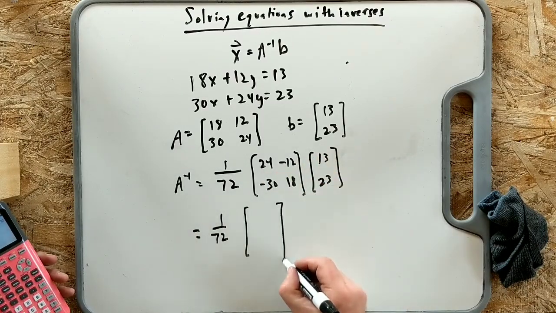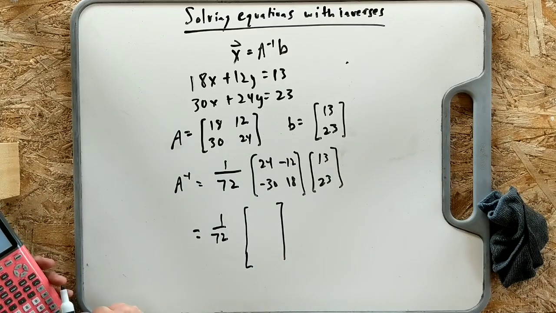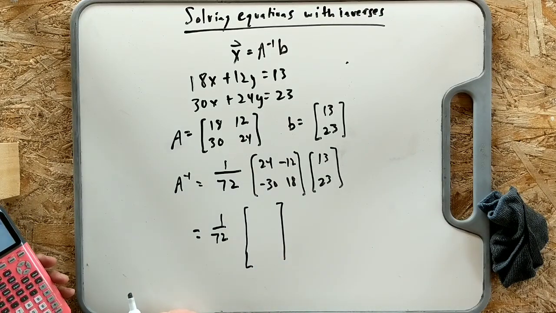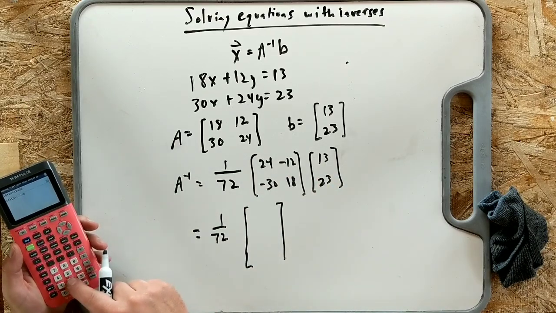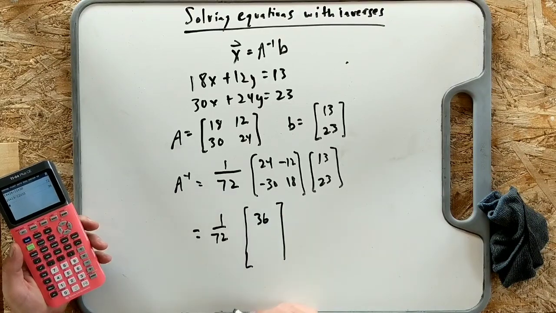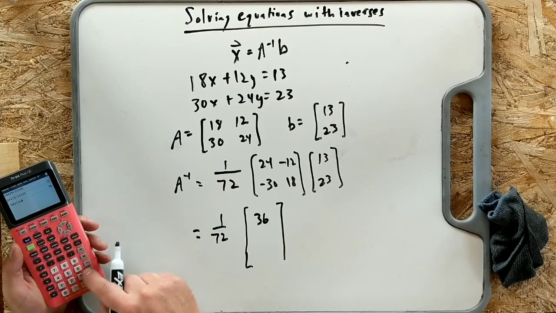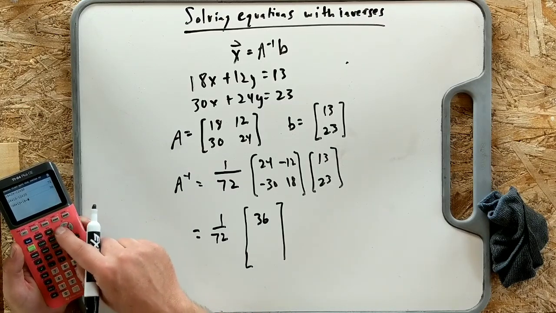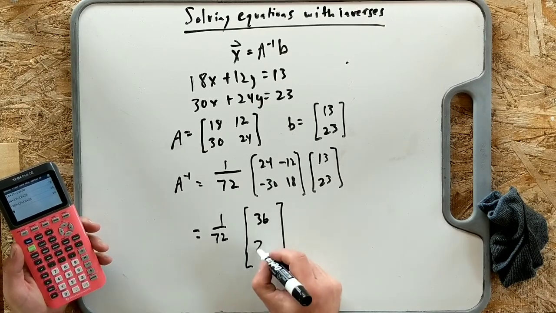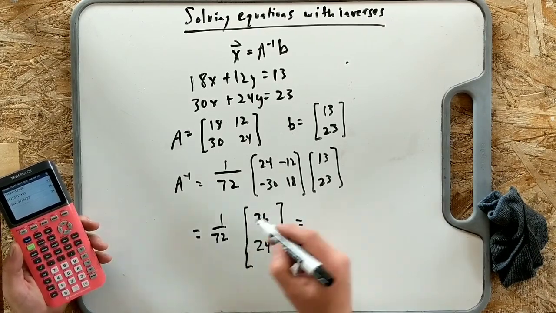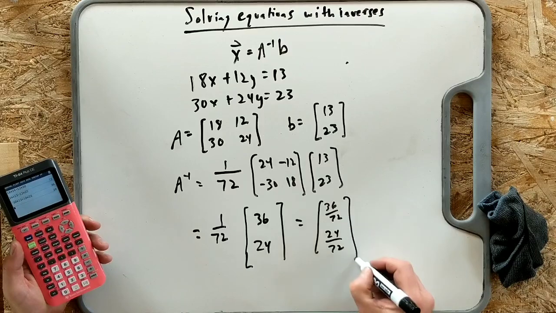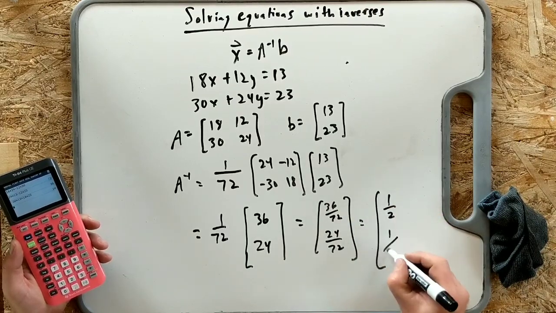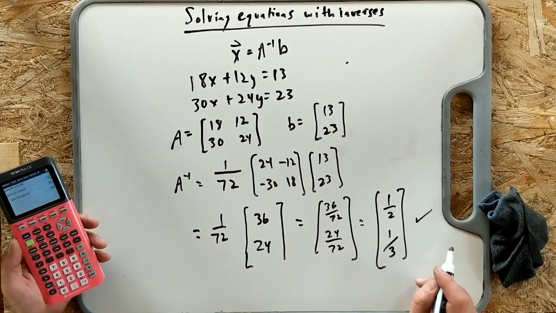Now I do matrix multiplication for this part, and I'm again just using a calculator. 24 times 13, plus negative 12 times 23, is 36. And then negative 30 times 13 plus 18 times 23 is 24. And that answer is 36 over 72 and 24 over 72, which is 1/2, 1/3. And there's my answer. Hopefully you got the same.